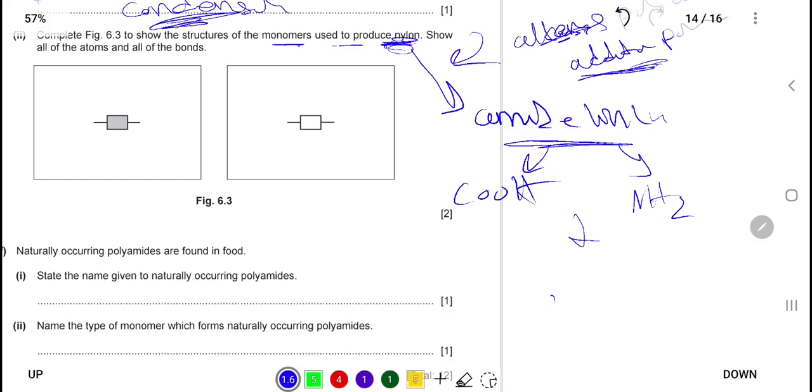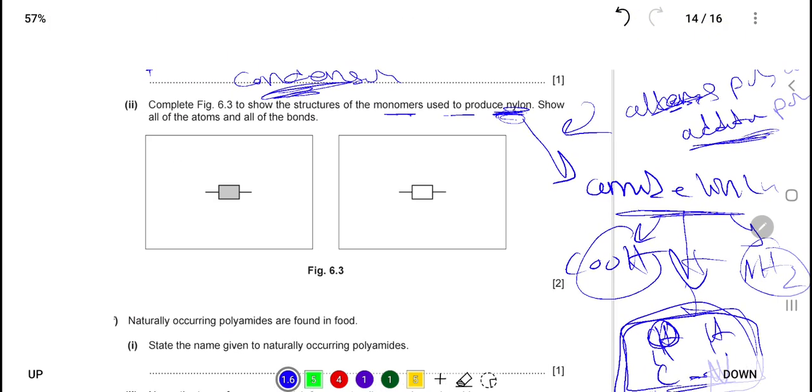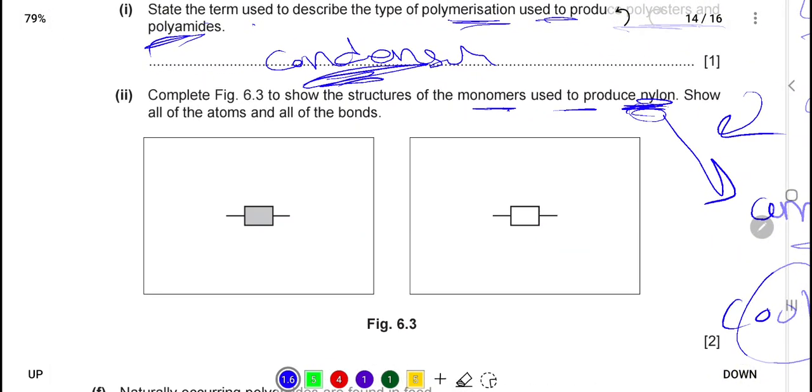To form it, remember it was CO and H. Make sure to remember it and know about it. This is the amide linkage, and they're combined from these two added together. So now they want us to draw them, so let's draw them.